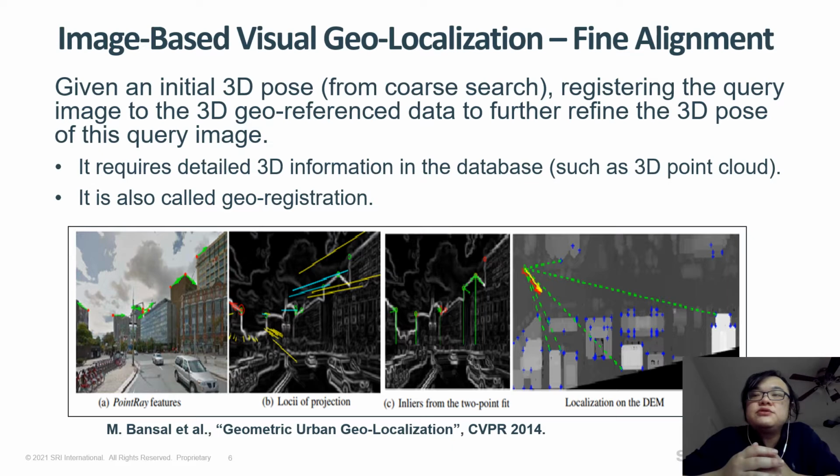This registration process typically uses features between the 2D query image and the corresponding 3D geo-referenced data. This step requires detailed 3D information in the database, such as a 3D point cloud. It is also called geo-registration in research fields.